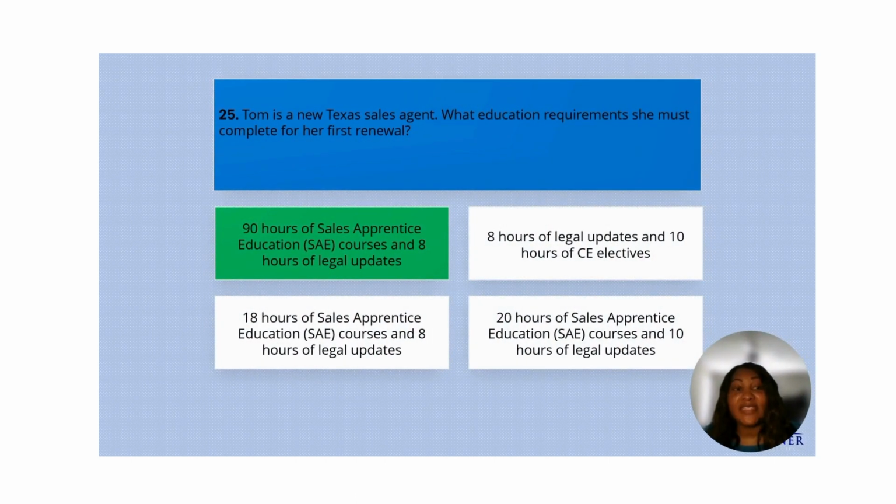Correct answer is 90 hours of sales apprentice education courses and 8 hours of legal updates. This is always required after your first renewal.